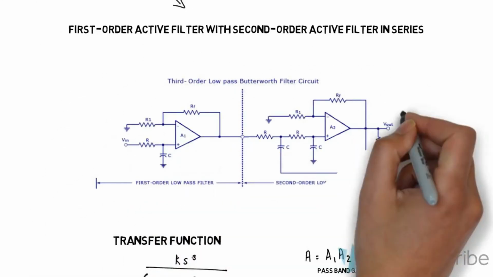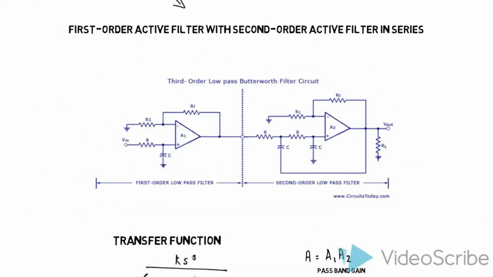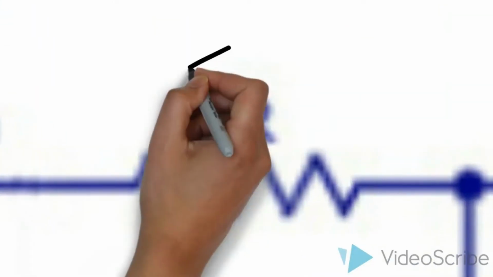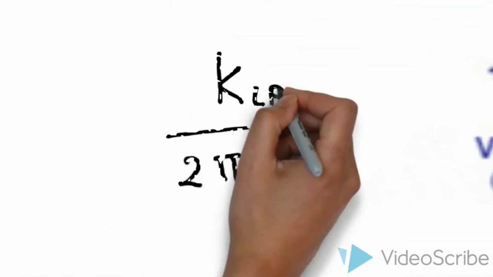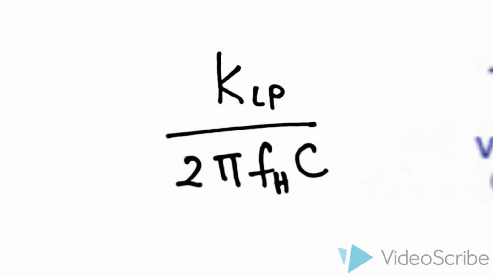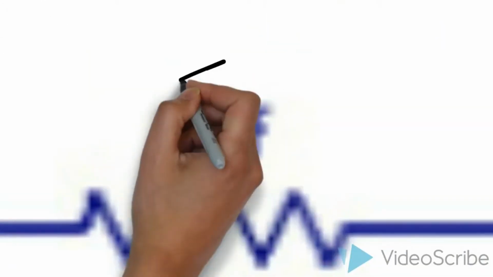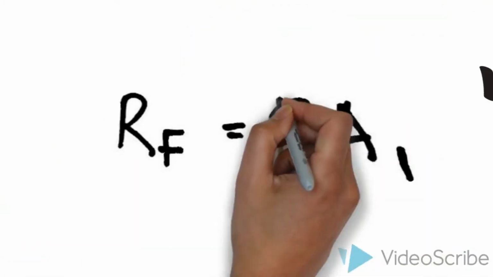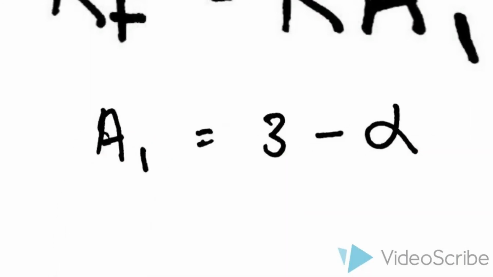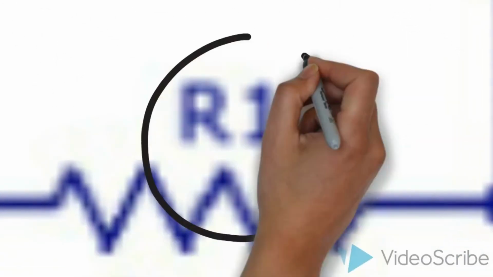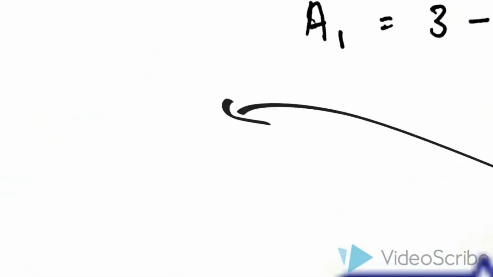This circuit is an example of a third order low pass active filter. We could get the R value from the first stage by applying this formula, where the constant values are taken from the Bessel table. For the R reference, we could get the value by multiplying R with A1, where A1 is equal to 3 minus alpha. To calculate R1, we take the R reference divided by A1 minus 1.